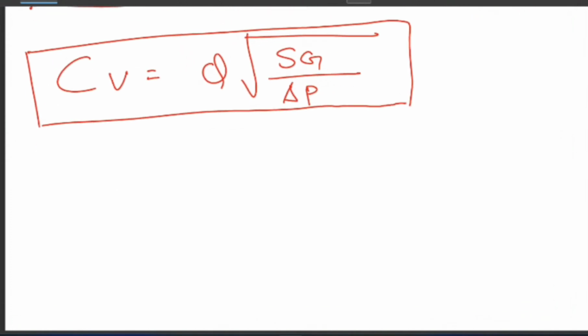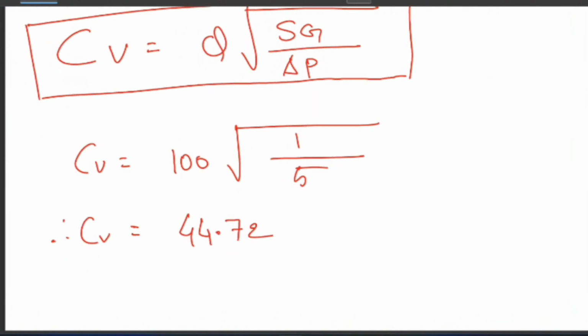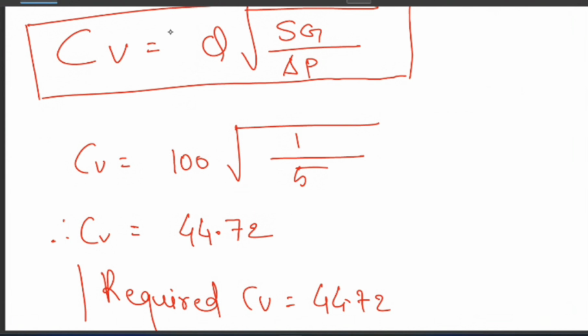Okay, let's put in all those values. So CV, Q, what is Q? So 100, Sg is 1, delta P is 5. Therefore CV, I have calculated that, and I got 44.72. This is how CV is calculated. So required CV is 44.72.